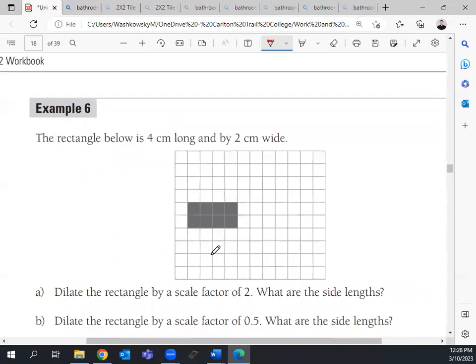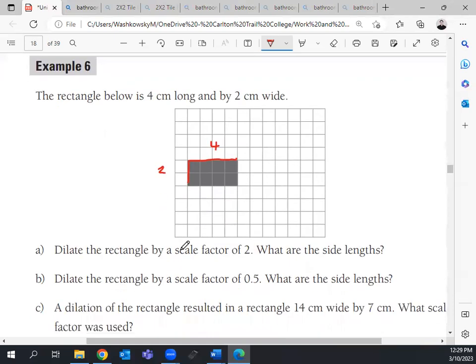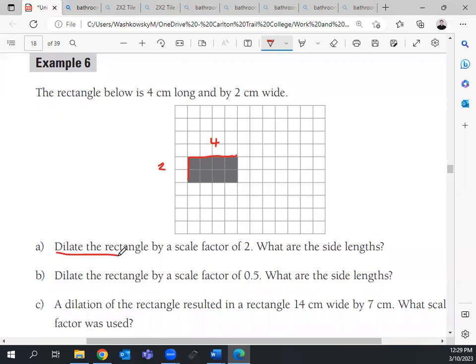Okay, so in this case, we have a rectangle below. We can see that it's 4 centimeters long and 2 centimeters wide. So it wants to dilate this rectangle by a scale factor of 2. So what that means is we're taking this rectangle and you're going to make it twice as big by a scale factor of 2, times everything by 2.